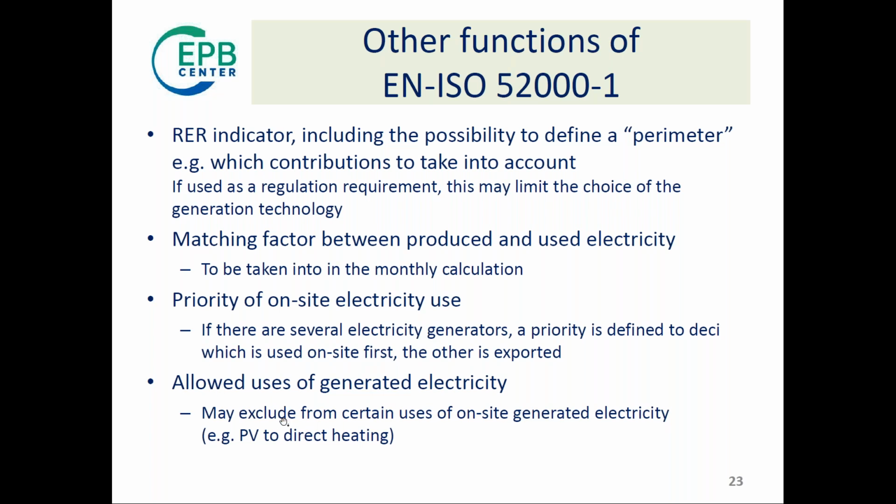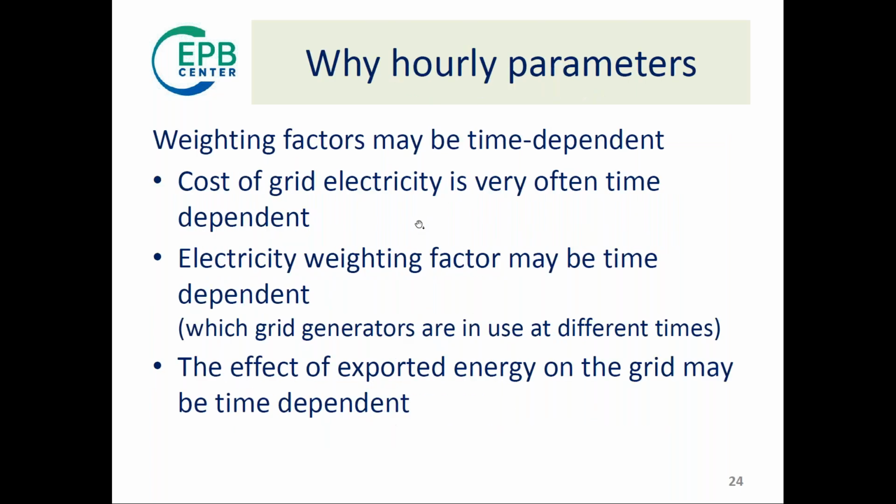Because some countries, for example, exclude from the energy performance certain uses of on-site generated electricity. For example, PV used for direct heating is not very advisable from an energy point of view, unless you don't know what to do with your PV. There are better uses than direct heating. So that's to say, you will find some options for all these functions of the EN ISO 52000-1.